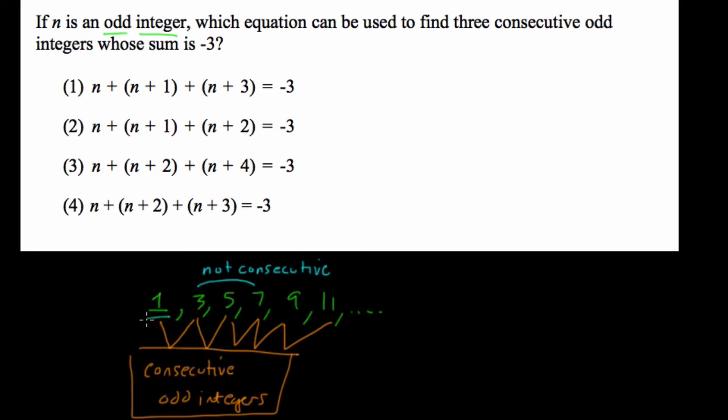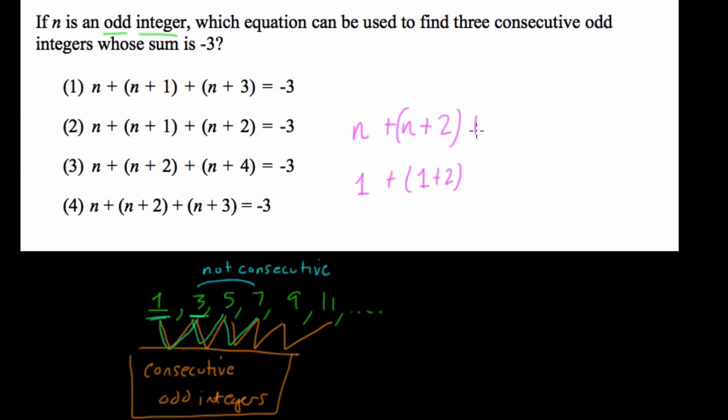I noticed that if we started at 1, to get to the next consecutive odd, we add 2 to get to 3. Then we add 2 to get to 5, and add 2 to get to 7, and so forth. So if our first odd integer is n, the next one will have to be n plus 2, right? If our first odd integer, for example, was 1, the next odd integer is 1 plus 2.